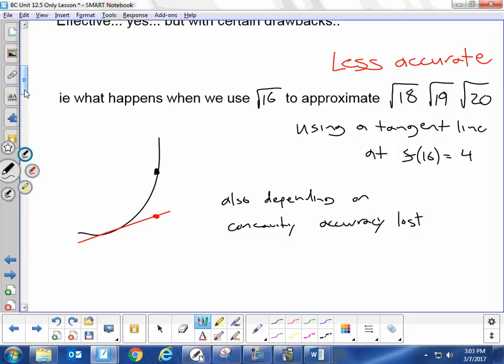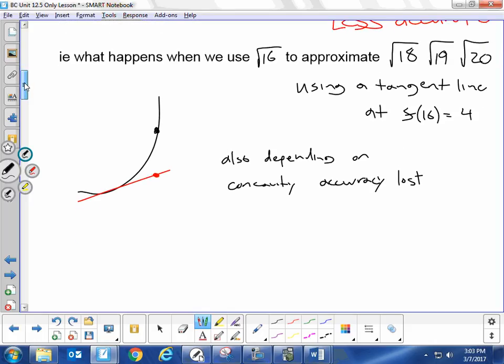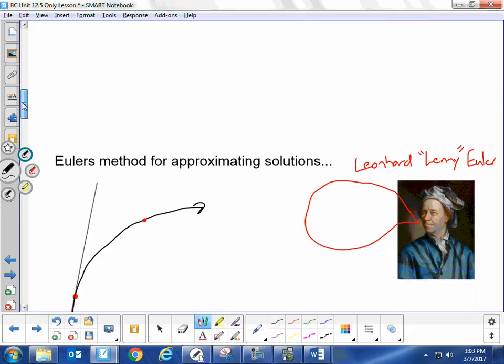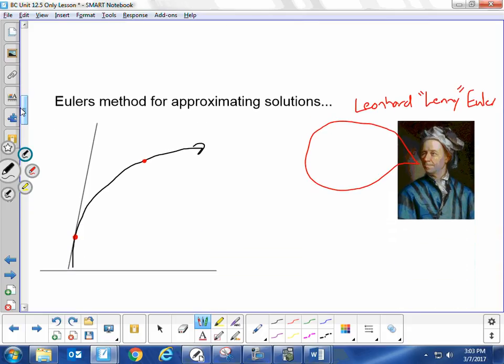Okay, so tangent line's great, but don't go too crazy with them. Well, we got this guy, Leonard Euler, nicknamed Lenny. He says, hey, hold on, guys. Why stop at using one line? Why not use multiple lines? He actually said, let's use multiple lines.